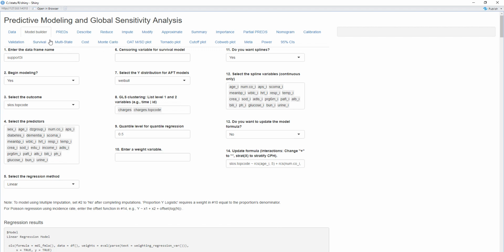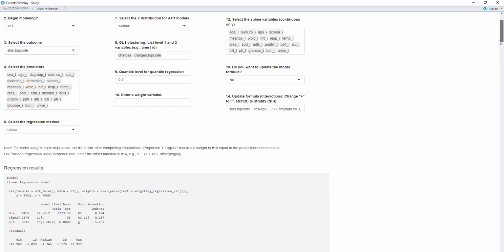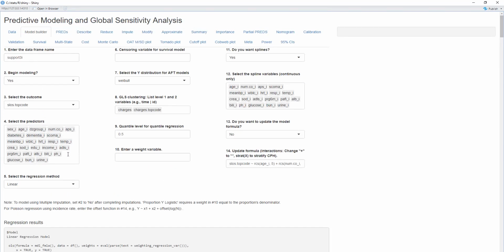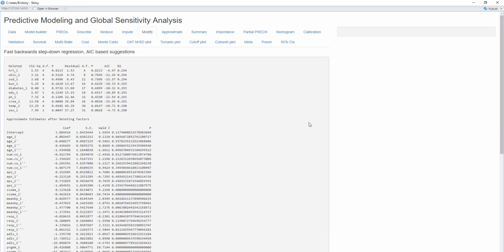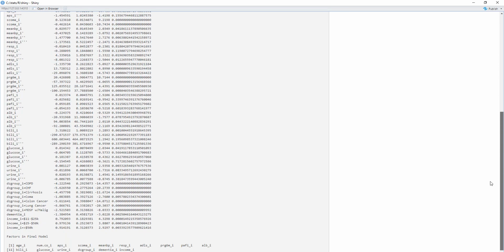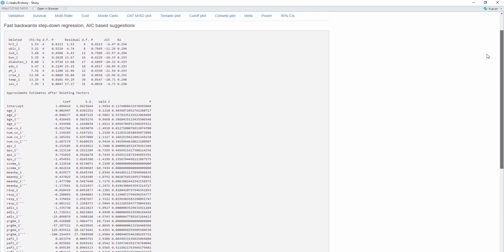So in the Model Builder tab, we have the model that we were looking at for the top-coded length of stay. And that's top-coded at 28 days. And we have our model results here. But let's go up to the Modify tab. And at the top, we can see which predictors, based off of the AIC value on the column second to the right, we can remove from our model and not make a significant change in our predictive power. At the very bottom, it gives you the factors in our final model, and it gives you the expected coefficients after deletion of those predictors.